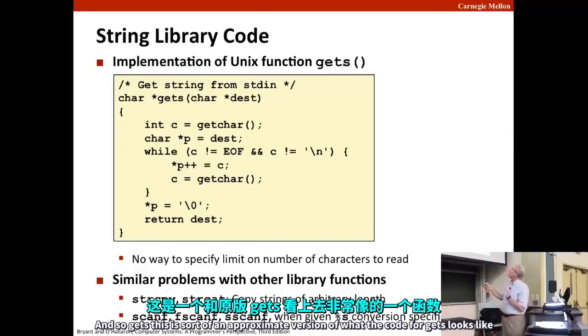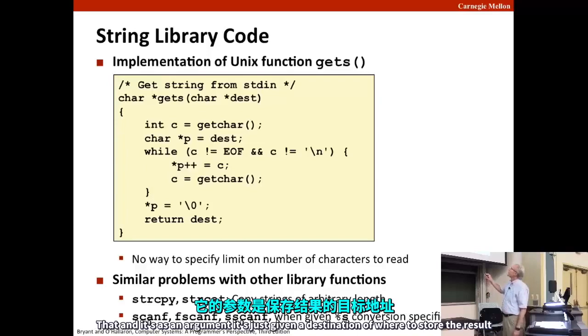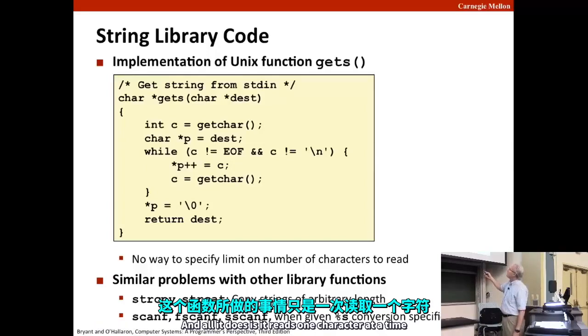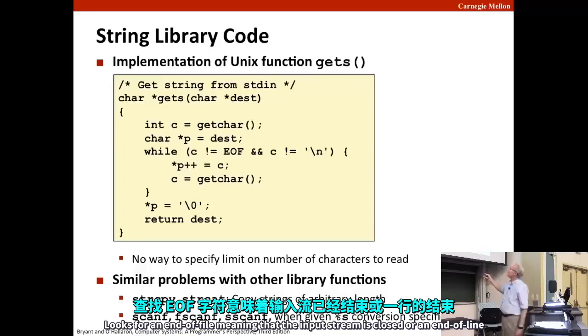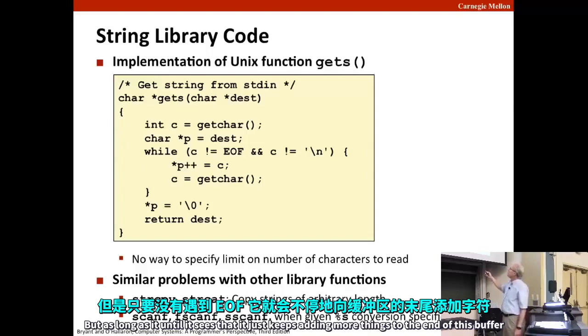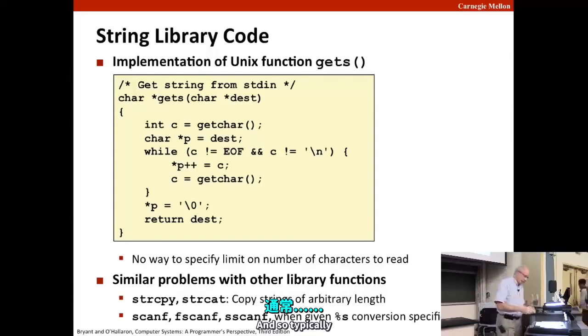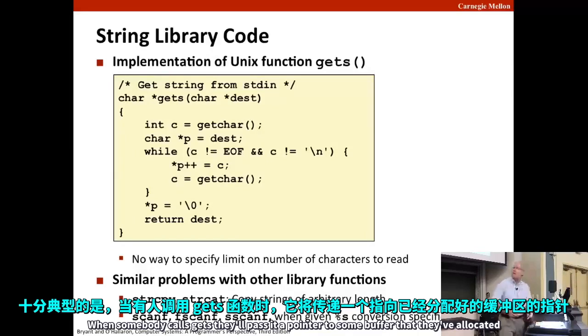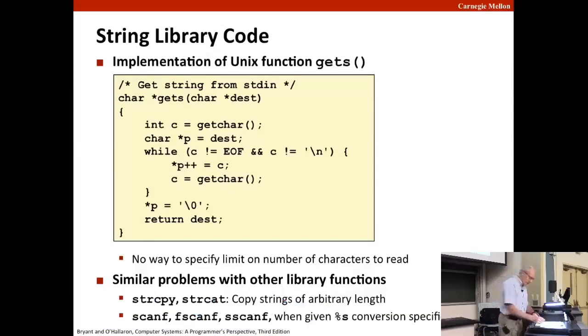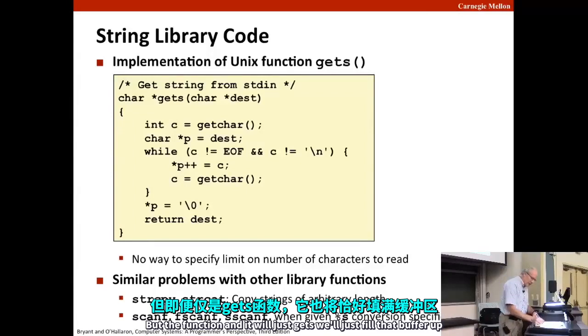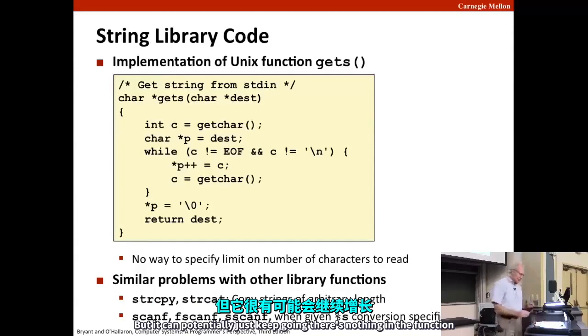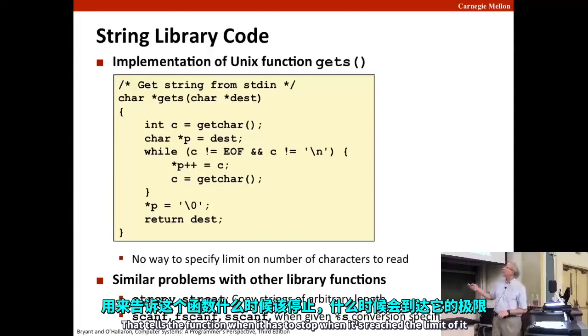This is an approximate version of what the code for gets looks like. As an argument, it's just given a destination of where to store the result. All it does is read one character at a time, looking for an end of file, meaning the input stream is closed, or an end of line. Until it sees that, it just keeps adding more things to the end of this buffer. Typically, when somebody calls gets, they'll pass it a pointer to some buffer that they've allocated. But gets will just fill that buffer up and can potentially just keep going. There's not even an argument to the function that tells it when it has to stop, when it's reached the limit.